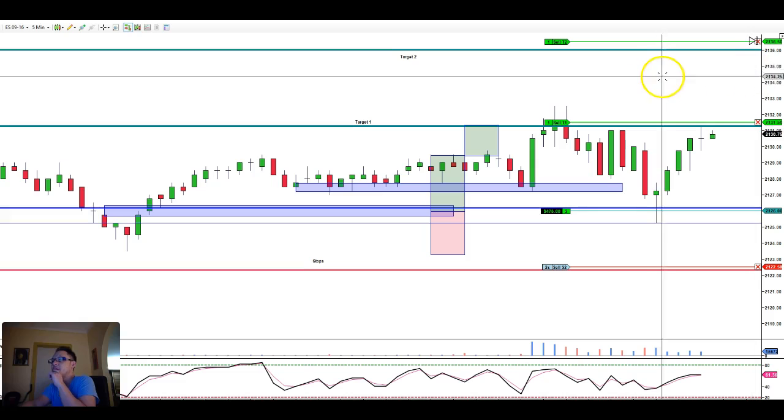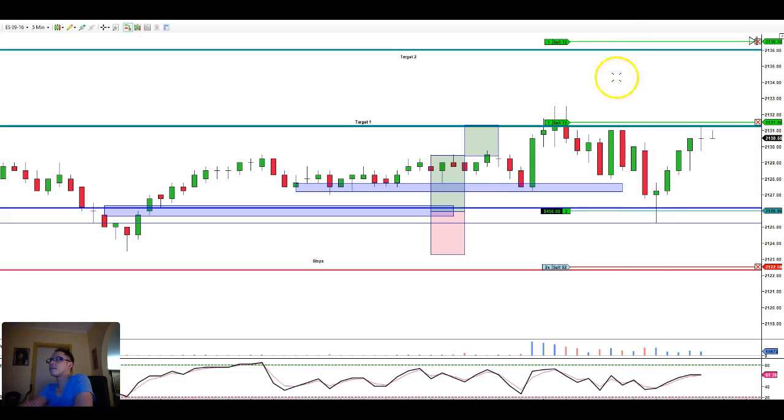Come on, you bastard. As soon as this target gets filled, I'm going to move my stops to just about there, to break even, right? So that guarantees me a risk-free position. And then from there, I'll just manage my stops as I go.